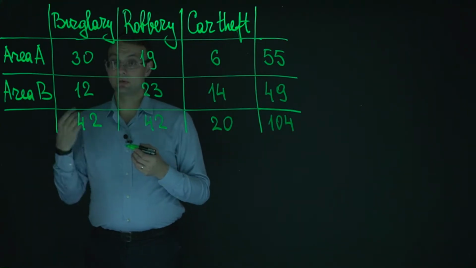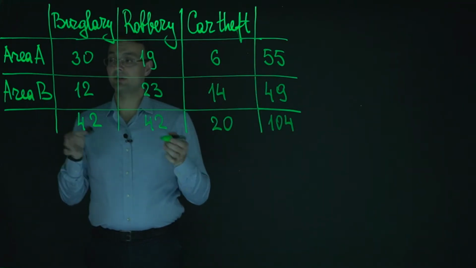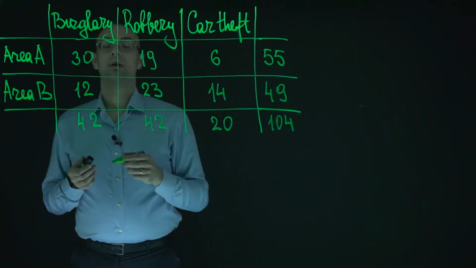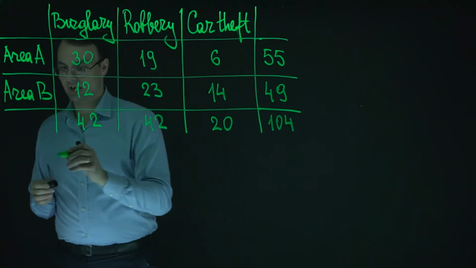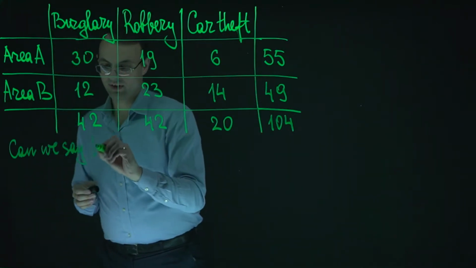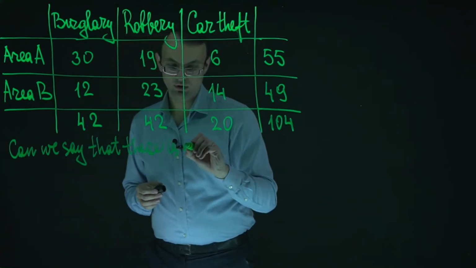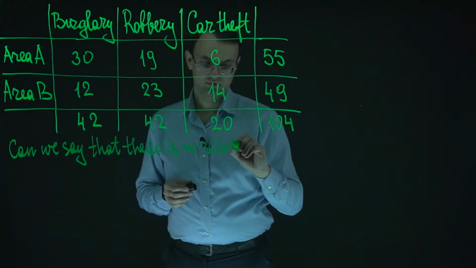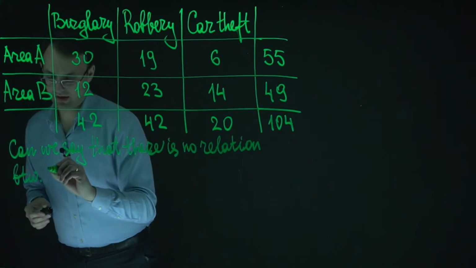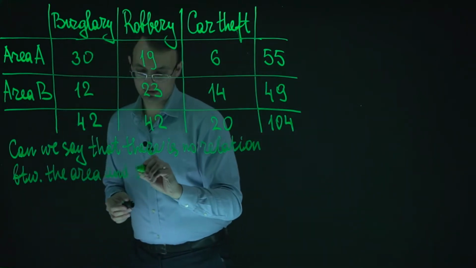we will deal with. And so they are interested in the question, can we assume that there is no relation between the area and the frequency of crimes of different types? So can we say that there is no relation or no association between the area and the crime type?